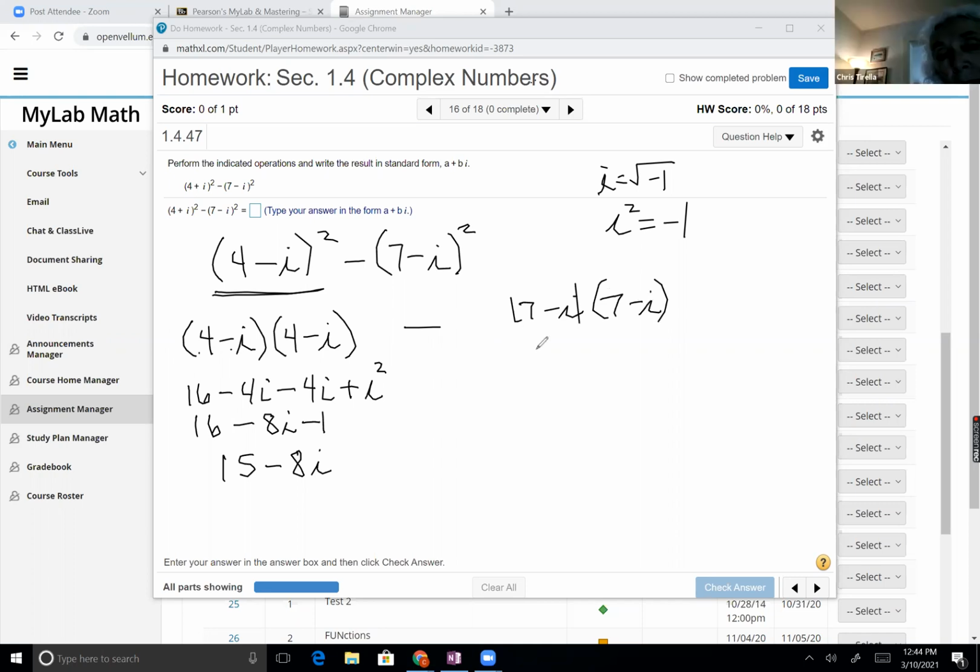So 7 times 7 is 49. 7 times minus i is minus 7i. Minus i times 7 is minus 7i. Minus i times minus i is plus i squared. That i squared is negative 1. So that gives me 48 minus 14i.